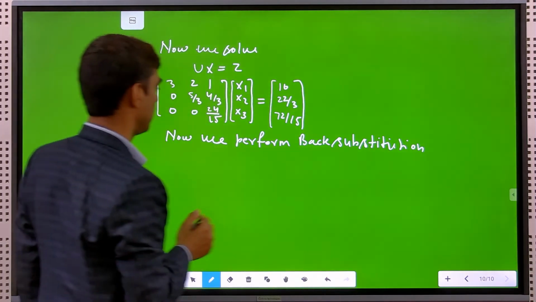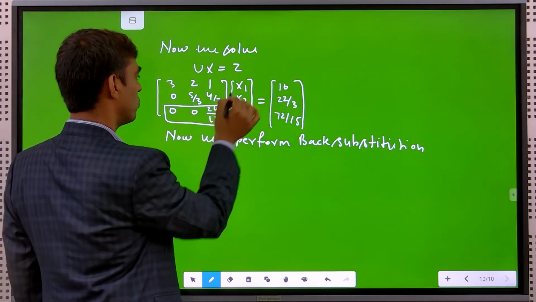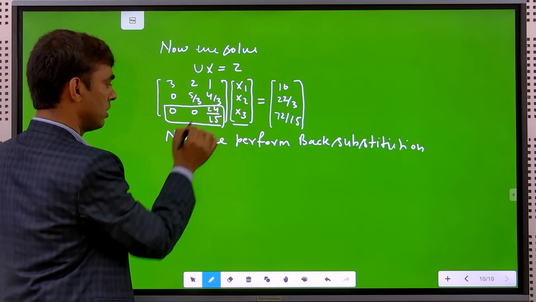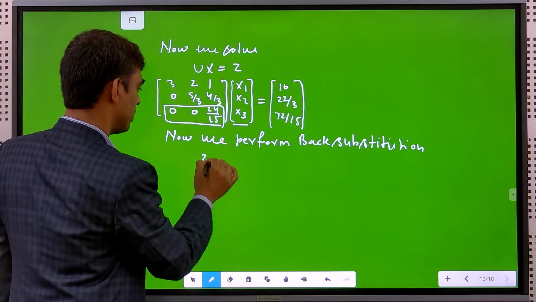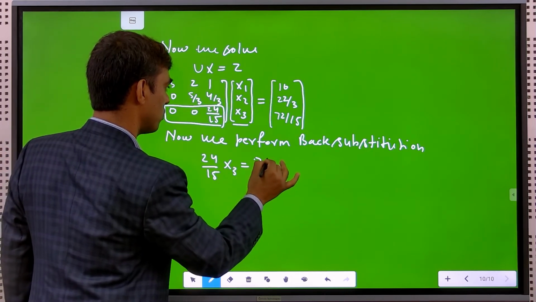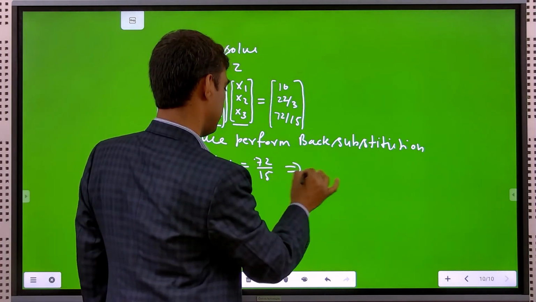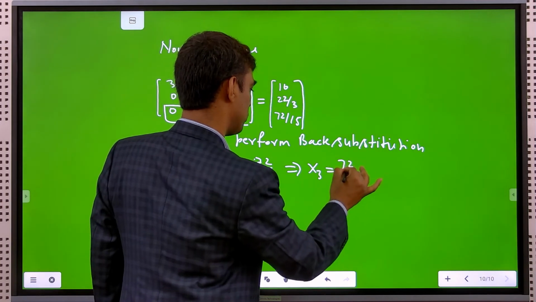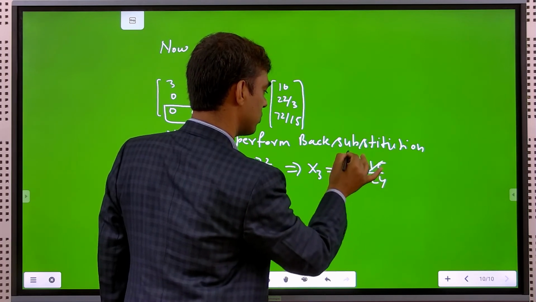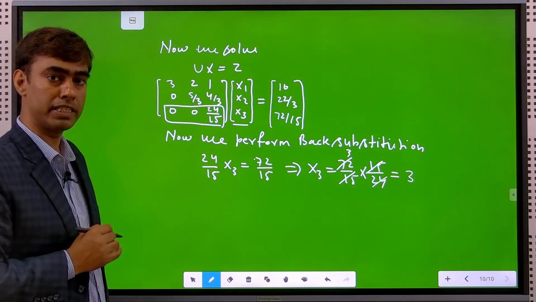Back substitution. So in a back substitution, what will happen? First we multiply the last row by this column. So 0 into x1 is 0, 0 into x2 is 0, and this becomes 24 by 15 x3 equal to 72 by 15. So what is the value of x3? The value of x3 becomes 72 by 15 into 15 by 24. So this cancels out, and this becomes 3. The value of x3 becomes 3.